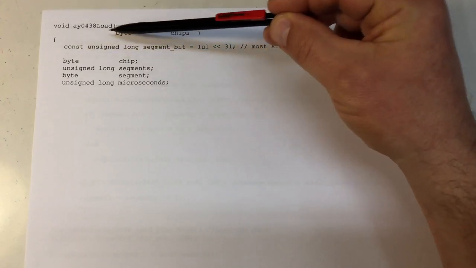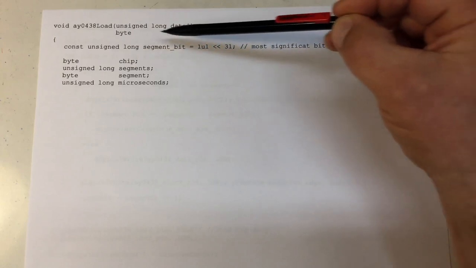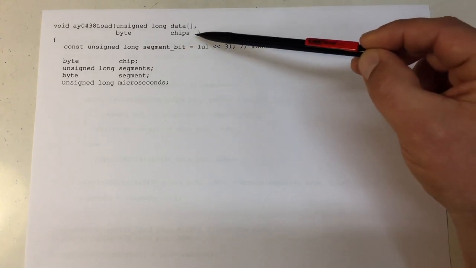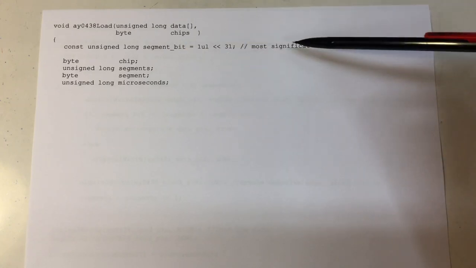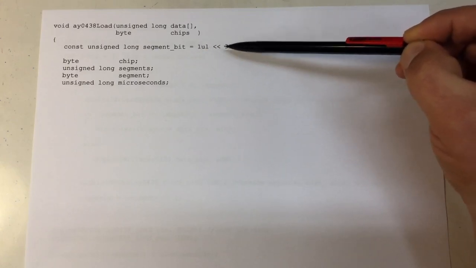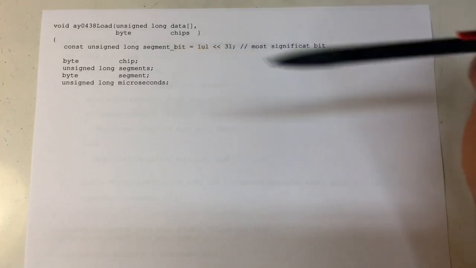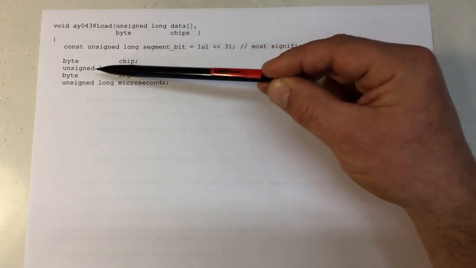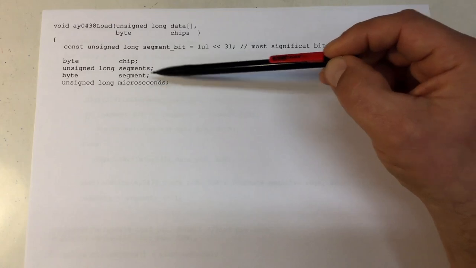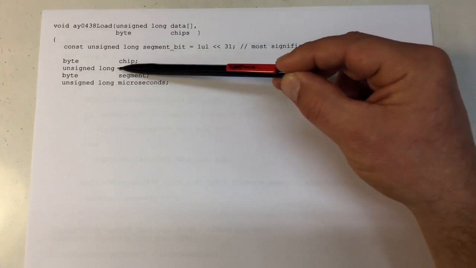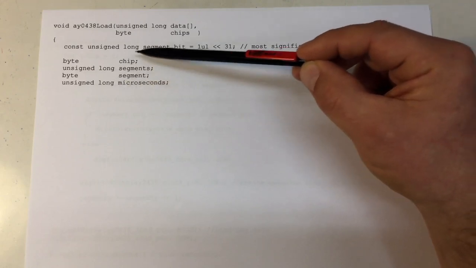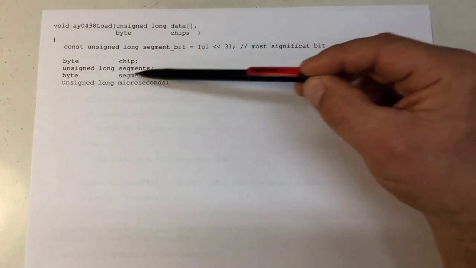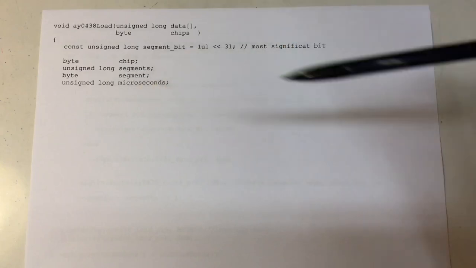So I have a constant unsigned long. We're working with 32-bit words. That is the segment bit I'm interested in, and it's always the most significant bit. So a 1 shifted 31 times to the left. I have here some loop variables: which chip I'm addressing, which segment bit I'm addressing, and a buffer variable where I store the 32 bits for one chip. And just for debugging reasons, I give out some timing information on my serial port.